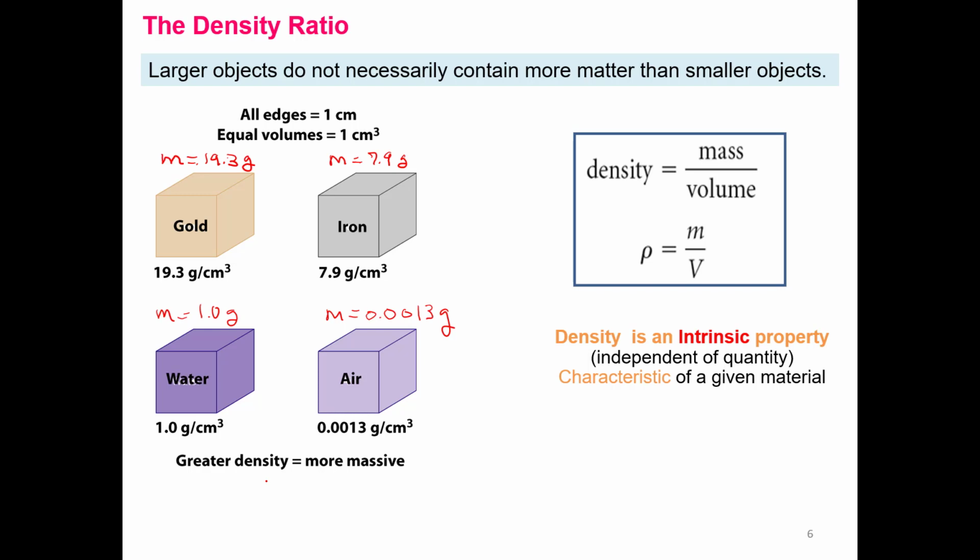One more thing I want to tell you is that density identifies what kind of material you have. If the density is 19.3, we know that material is gold. If the density is 7.9, then that material corresponds to iron. This is why density is an intrinsic property of the material. It's independent of the quantity. The density of 1 cubic centimeter of gold and the density of 5 cubic centimeters of gold will be the same. It's characteristic of each material, and we can identify the material by its density.